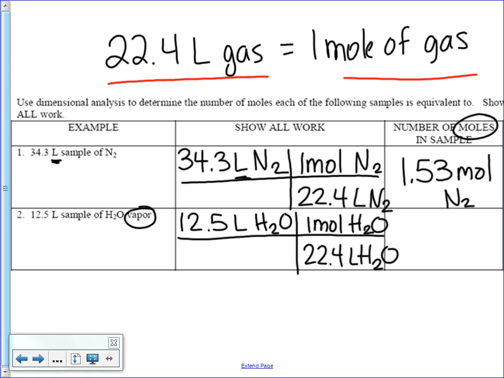And my answer is 0.56 moles of H2O. And that's not to significant figures, but as I asked you yesterday in class, keeping 2 digits after the decimal for the majority of these problems will just make our lives easier.